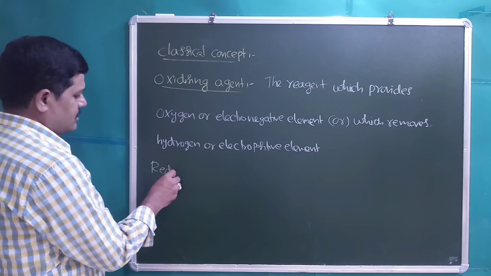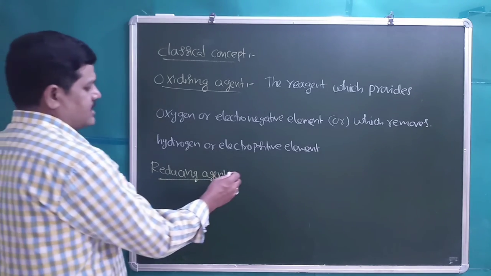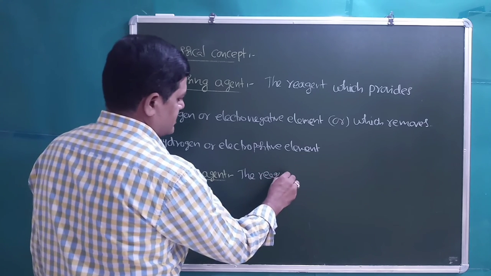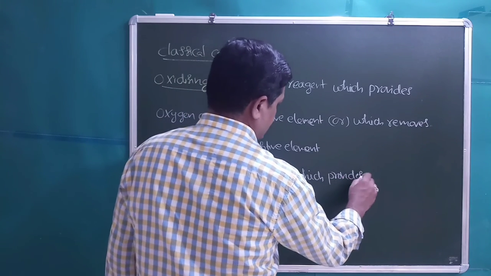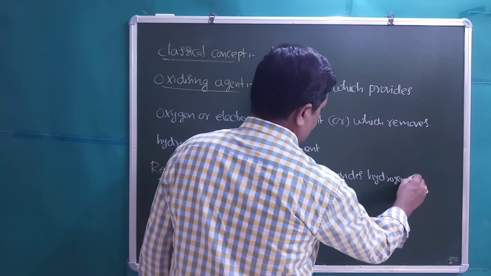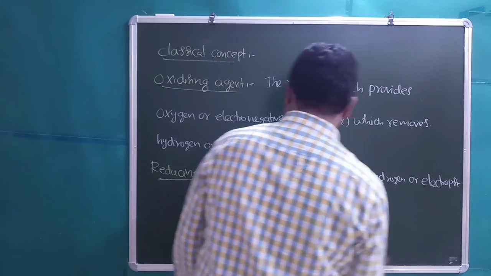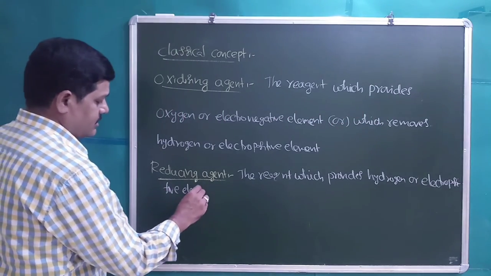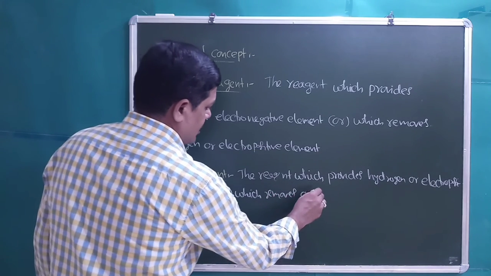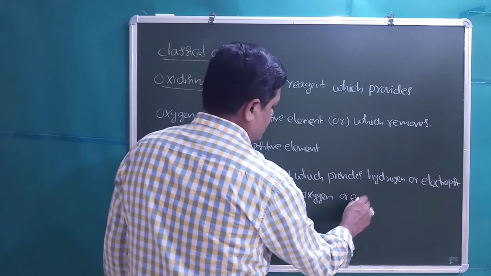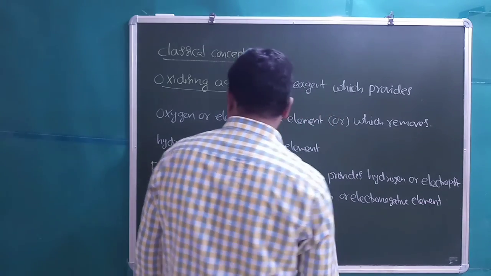Similarly, reducing agent is defined as the reagent which provides hydrogen or electropositive element, or which removes oxygen or electronegative element. That is known as reducing agent.